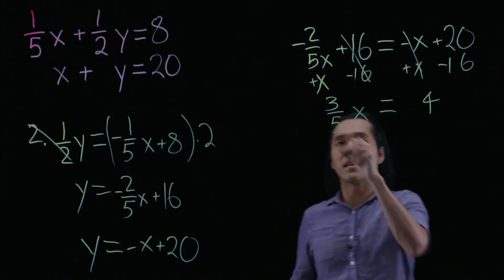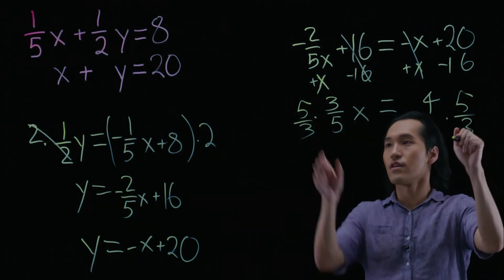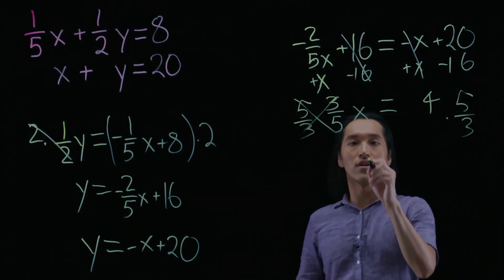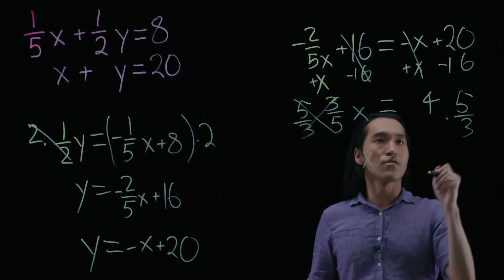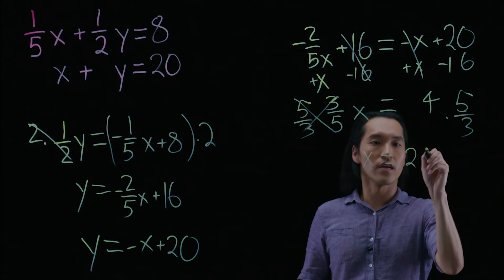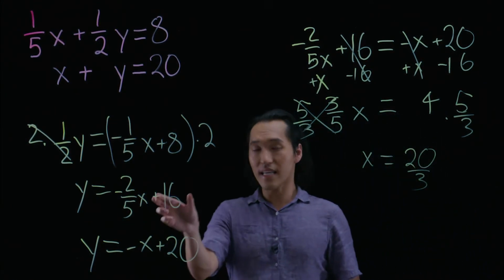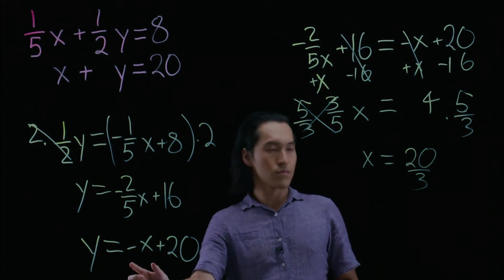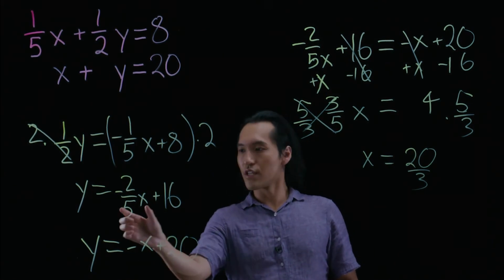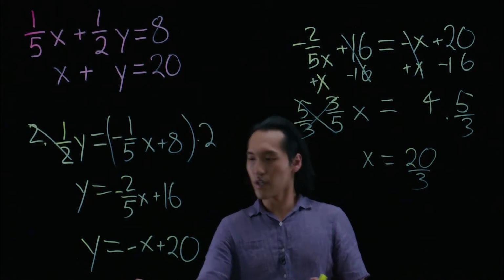And now in order to isolate the x, we can multiply both sides by the reciprocal of the fraction, which is 5/3. This cancels this out, so then we're left with x is equal to 4 times 5, which is 20, divided by 3. And now we can take this and plug it back into either equation to find y. Let's do this one. This one seems a little bit easier than this one, since there's no fraction involved here. So we can just take this and plug it in here.